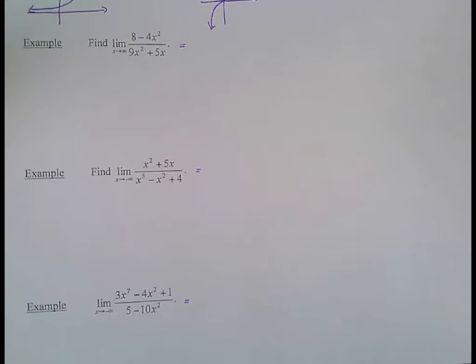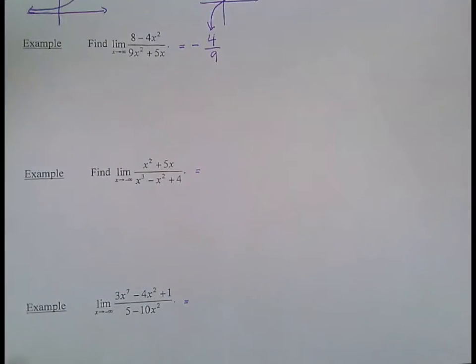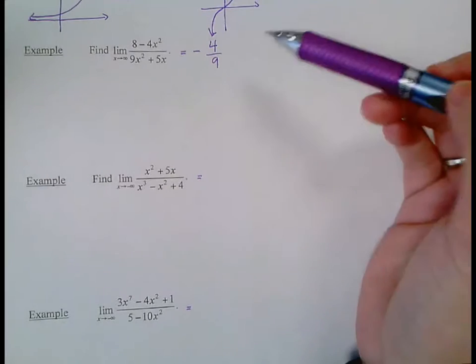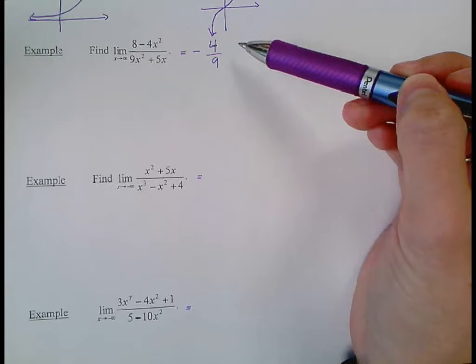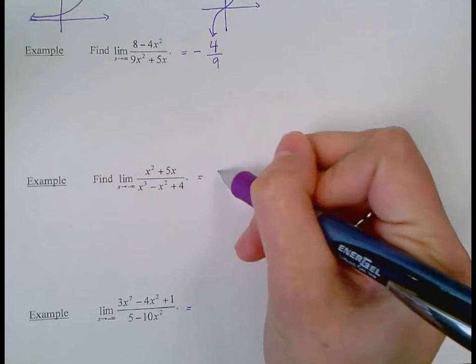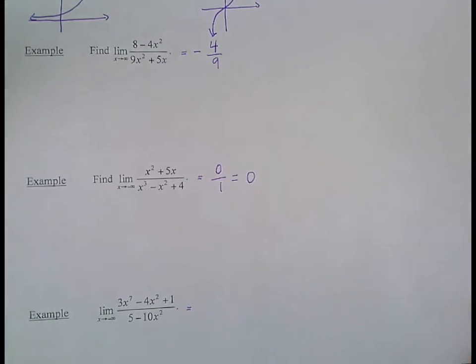I think from what I saw, I think we're okay at least with the first two. Just double check. Your first one should be -4/9. There you go. -4/9. Are we okay with the first one? Okay. The second one should be 0. You would get 0/1, which is 0.